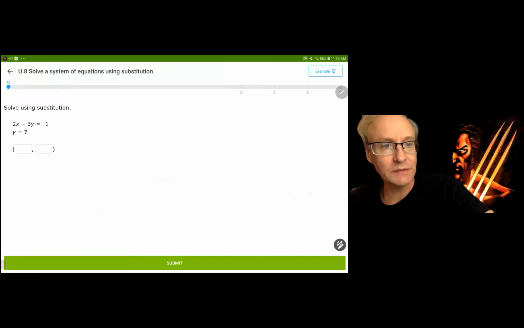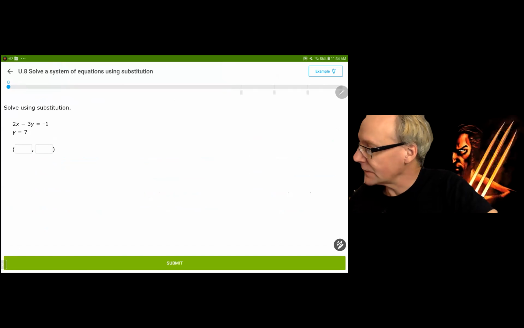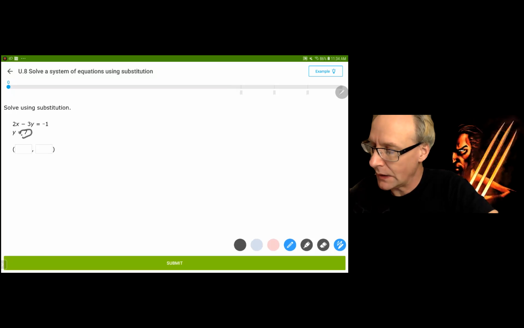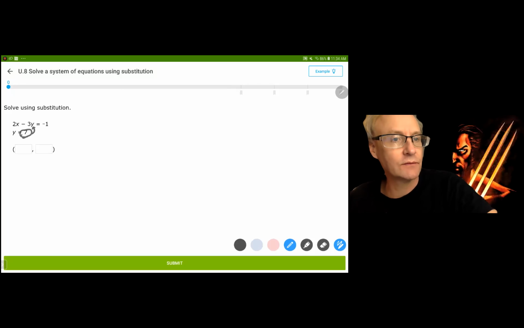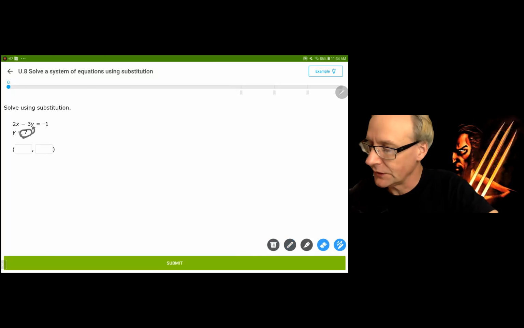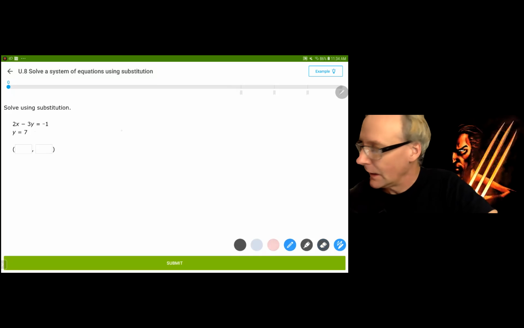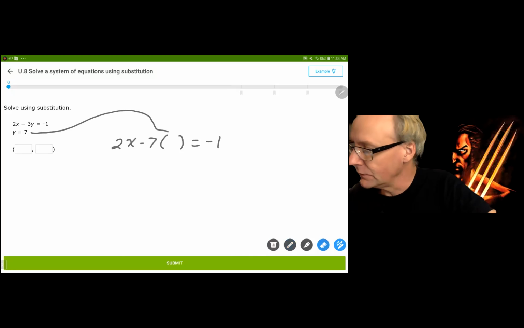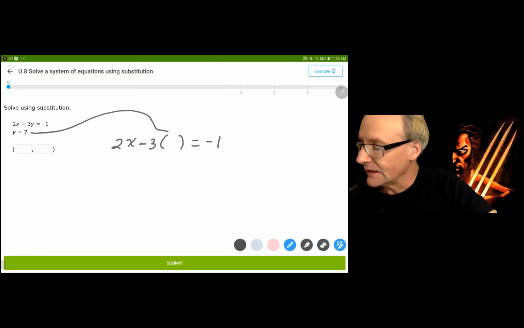Now notice that they tell me what y is. So in order to find x, all I have to do is substitute for the y. So that's what I'm going to do. Instead of y, I'm going to put a 7. Sorry, I kind of covered it up there. That says y equals 7. Let me fix this. So I am going to substitute into the first equation, 2x minus 3 times y equals -1. Jeez, I just made a mistake to start with. There we go. Instead of y, I'm going to put a 7.